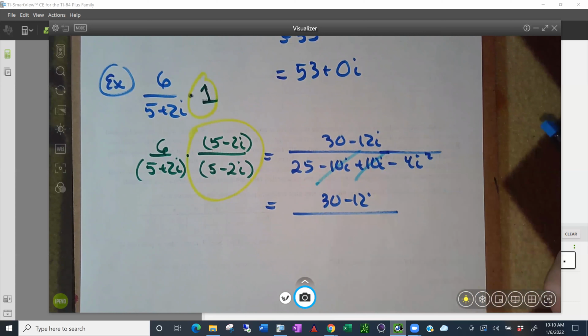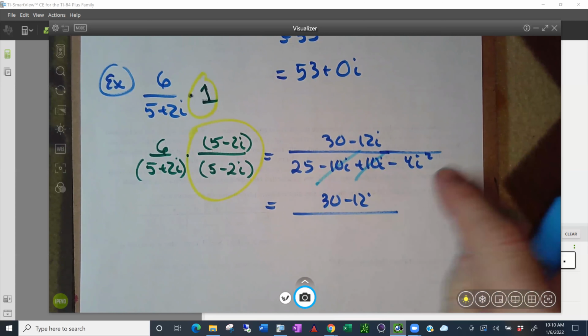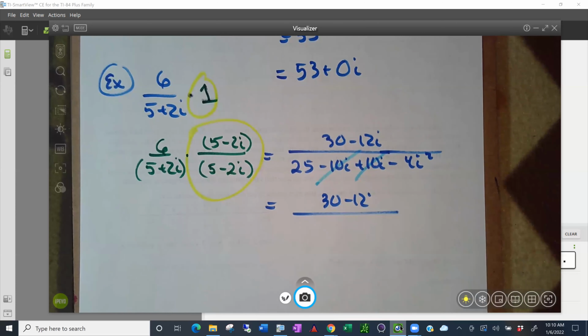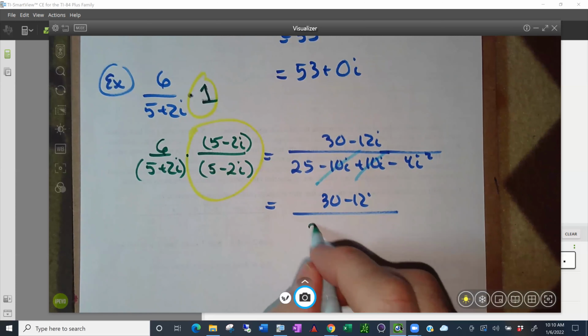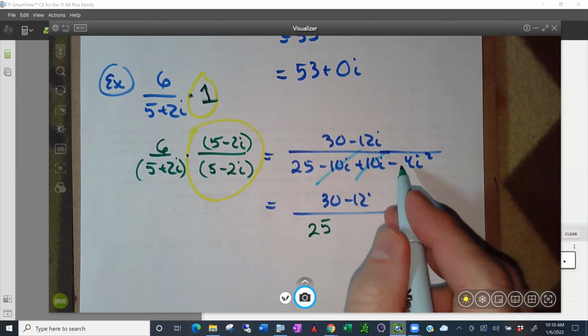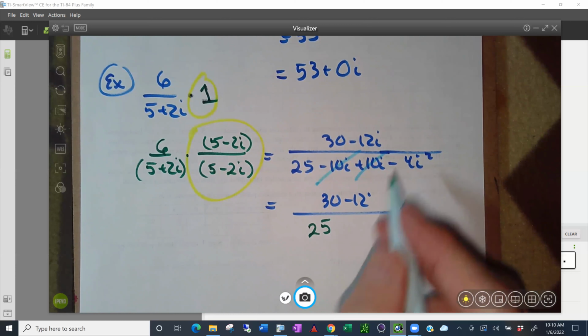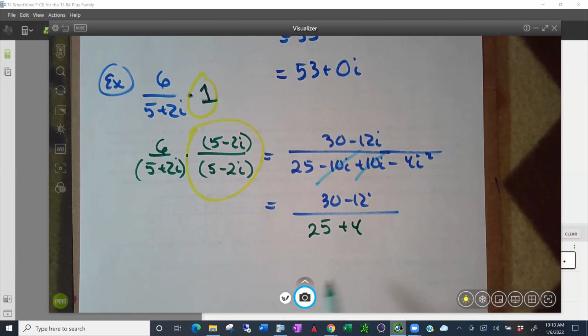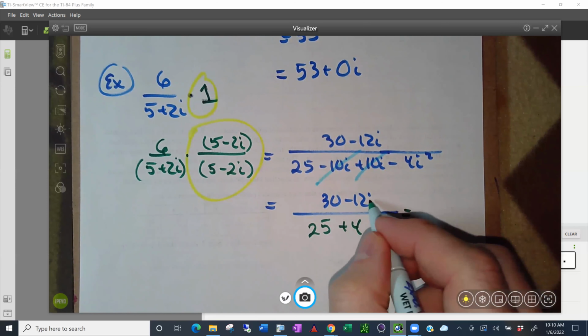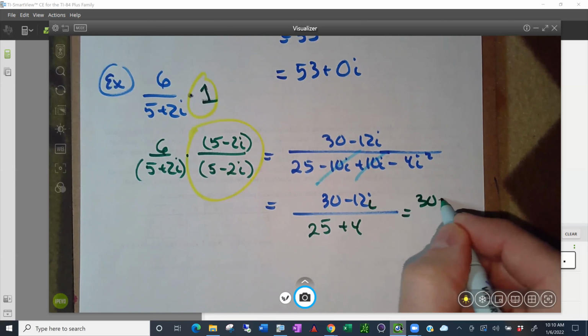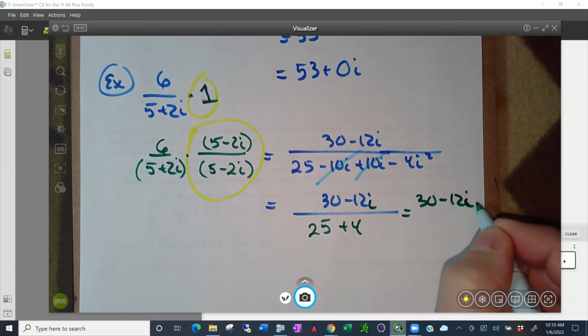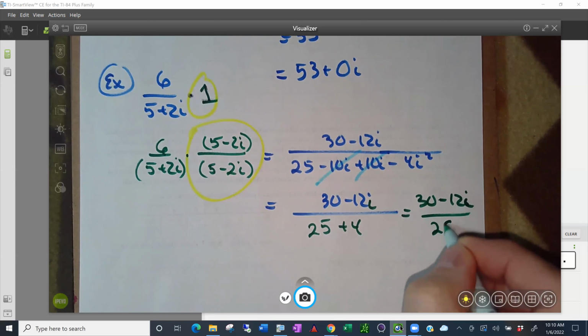But those cancel each other out. What happens to the minus 4i squared term? Hopefully this is getting a little bit comfortable. It's going to be 25. Well, that's -1. -1 times -4 is a +4. This should always end up as the sum of a couple things. So it's going to be 30 minus 12i over 29.